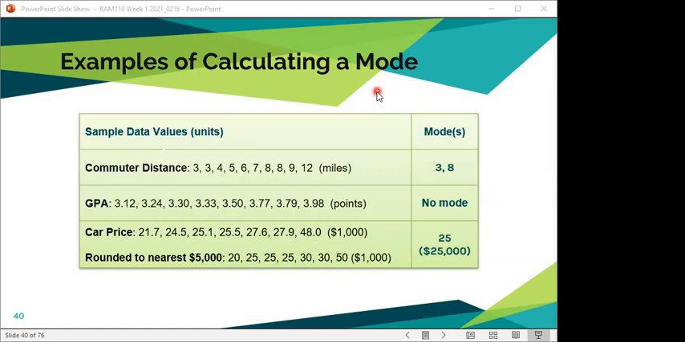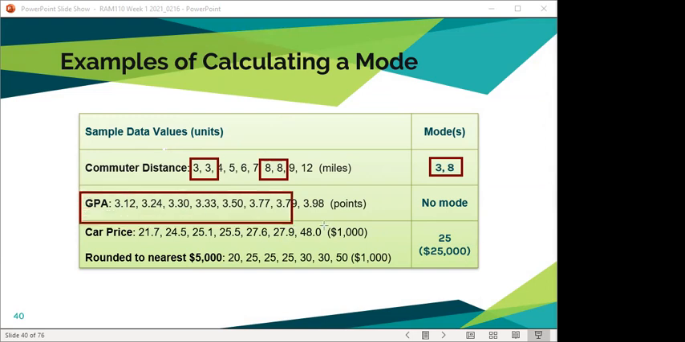Some examples of calculating a mode, commuter distance. Here's our example again. And of course, we're looking for the number that occurs most frequently. So here's a couple of 3s, here's a couple of 8s. They're both occurring twice, so there's 2 modes.